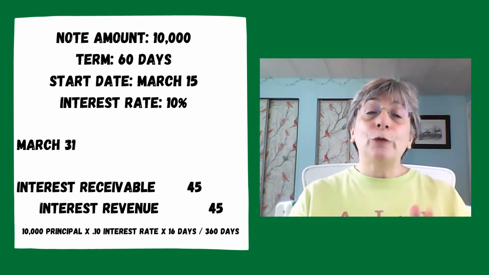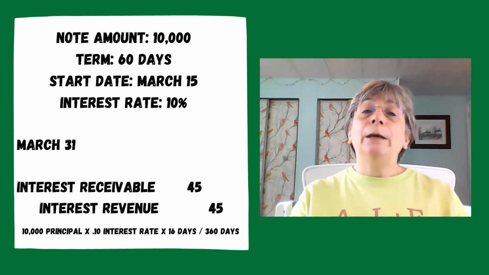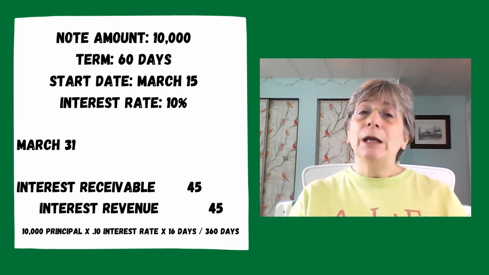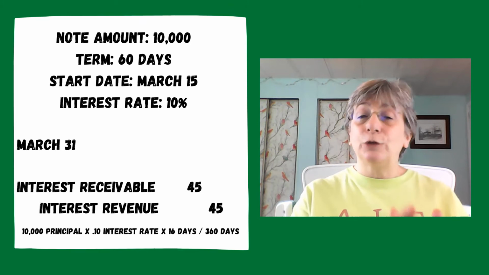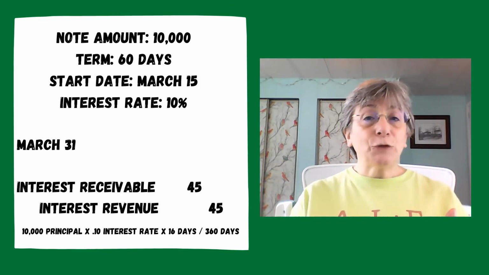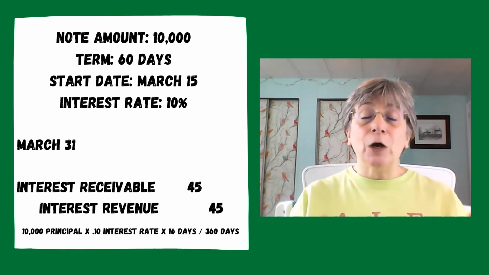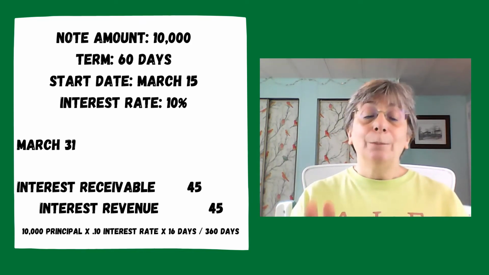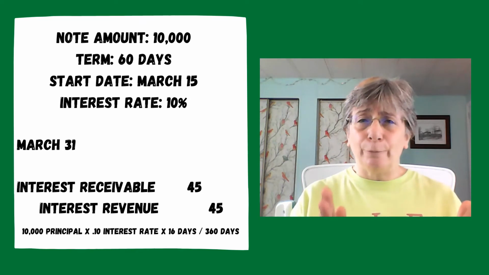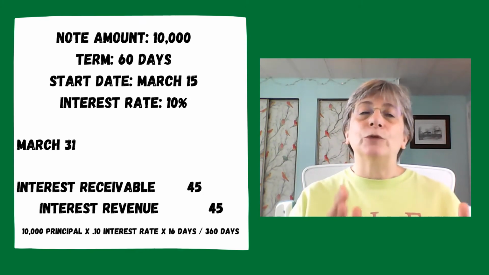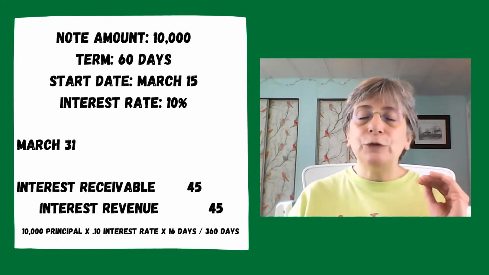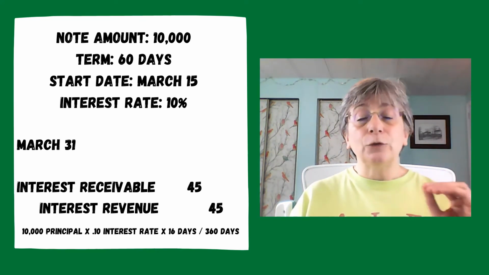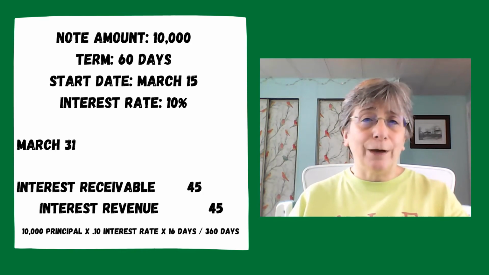Then March 31st rolls around, and we need to do our adjusting entries for the month. And one of those adjusting entries is we need to book this interest revenue. We're not getting the cash for it yet. We're just acknowledging that we have revenue that will at some point come to us, but it belongs in the month of March because that's when it was earned. So we're going to debit interest receivable for $45 and credit interest revenue for $45.